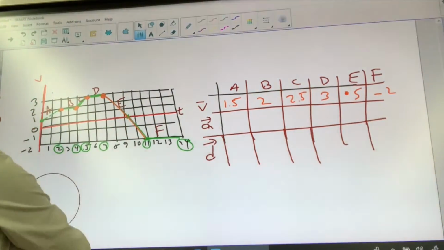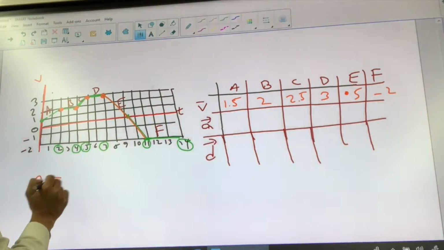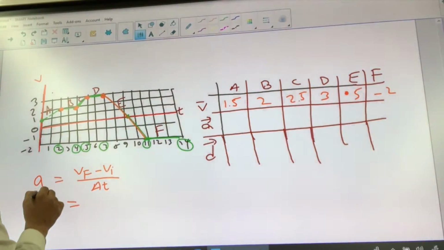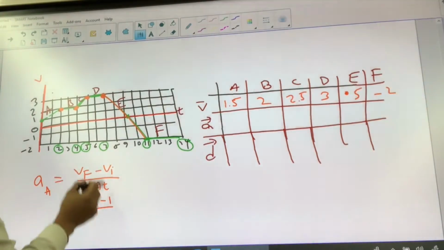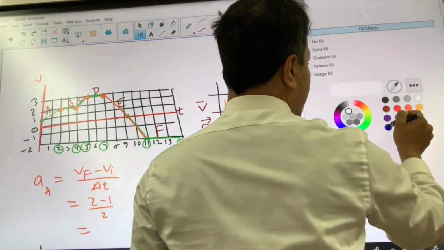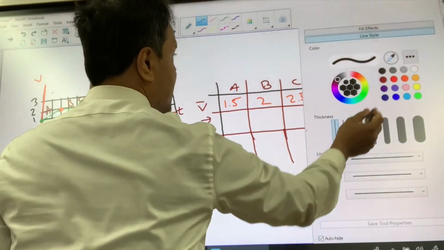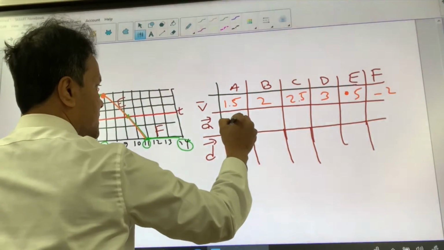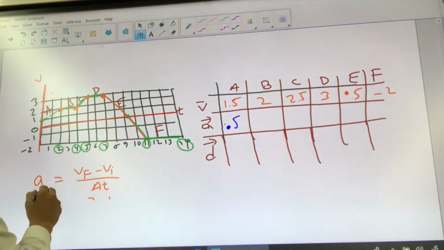Now we're going to find the acceleration. The acceleration formula at each section is Vf minus Vi over delta t. So acceleration at section A is 2 minus 1 divided by 2, so 0.5. Acceleration is 0.5.